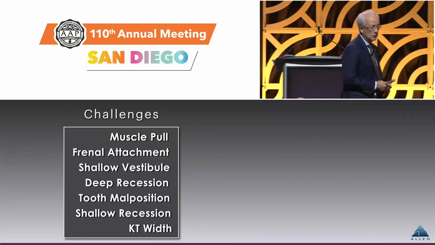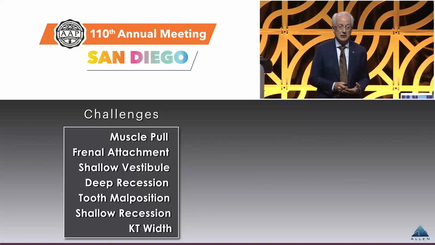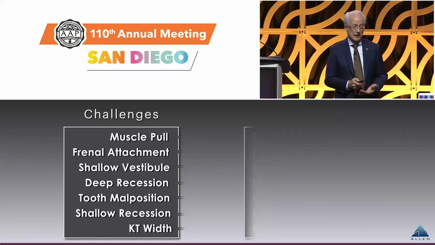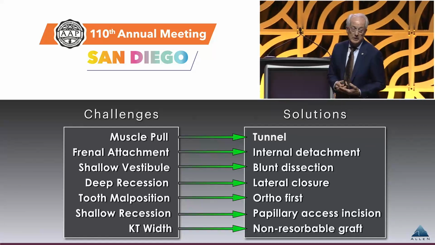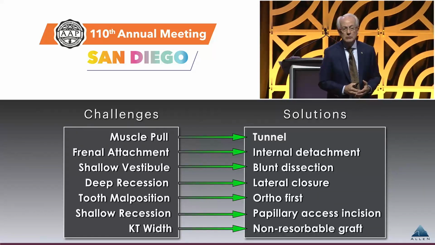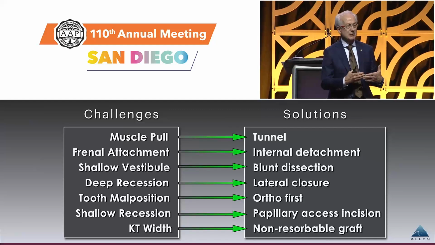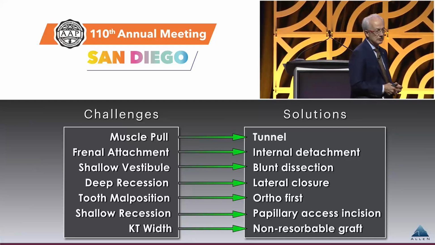So I'm going to conclude with the challenges that I've discussed for you. You see the list, and what I will show you is the solution. If you have muscle pull, tunnel. If you tunnel the papilla, you will eliminate the retraction. So to me, that is the answer.